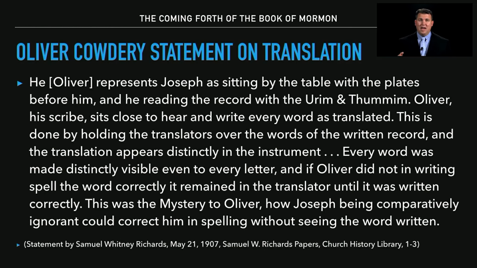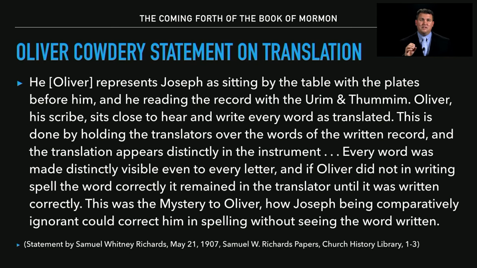So the way he relates it here is that the text would actually appear inside the instrument of translation, that the words were right there, they were told the exact words to use, and that the word would stay until Oliver Cowdery had spelled them correctly, and then a different word would appear. So again, we're not talking about a traditional translation process. We're talking about something that's miraculous, where words are appearing in the instruments that Joseph Smith is using, and those words are being written down with exactness by Oliver Cowdery.